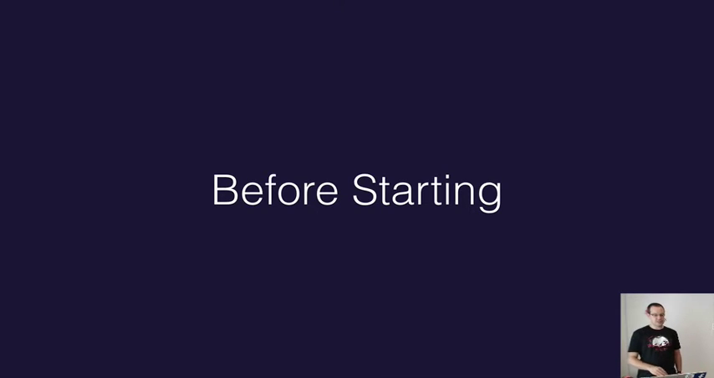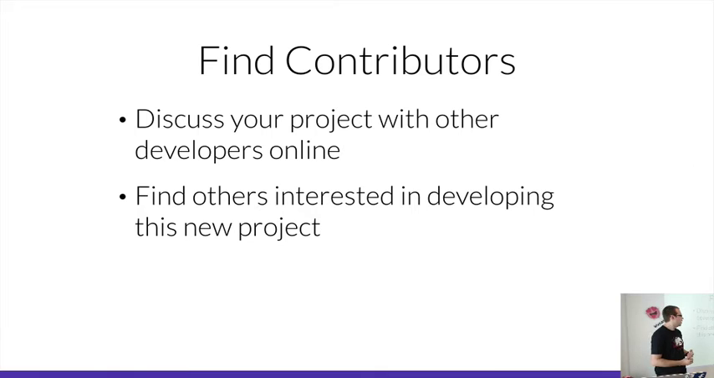Having asked ourselves these questions, there's a few things we need to do before starting our project. So first, we want to find contributors. This enables us to start discussing your project with other developers online and find others who are interested in working with you. Developers quite often don't like to join existing open source projects. This is because they might have opinions of how it should be structured. So it's good to try and get some people on board at the beginning.